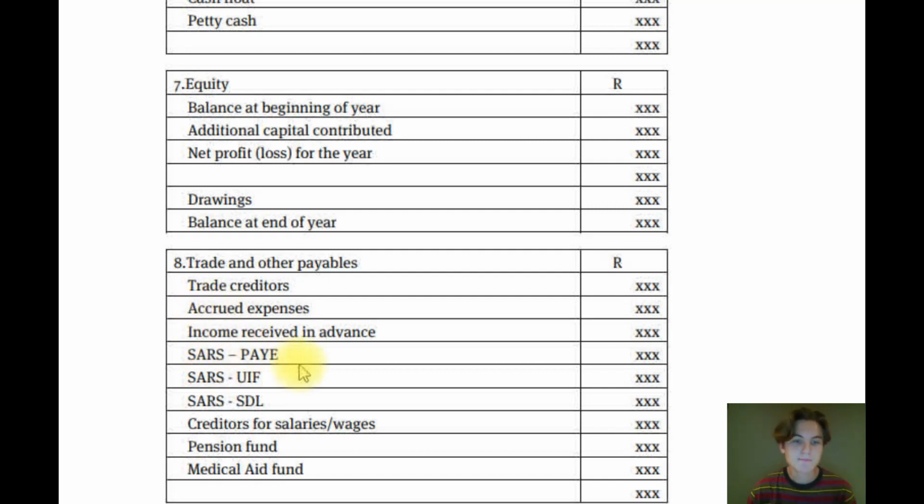Then we have our SARS account, which is like PAYE, pay as you earn, UIF, which is the unemployment insurance fund. And then you also have creditors for salaries and pension fund and medical aid fund. These all relate to a specific transaction. If I have time in the next lesson, I'll try and explain that to you.